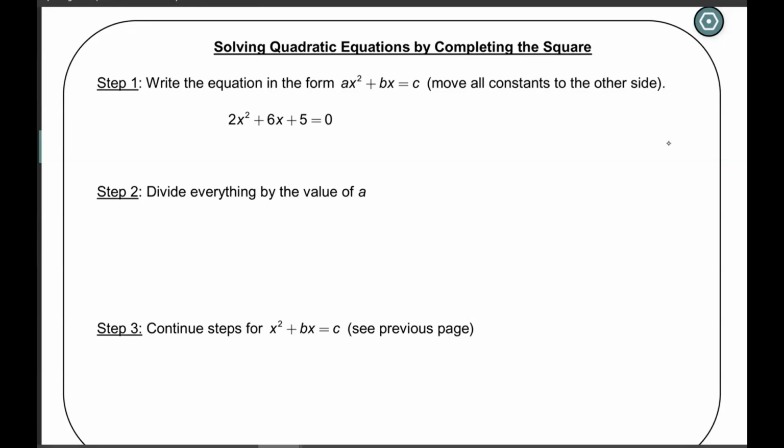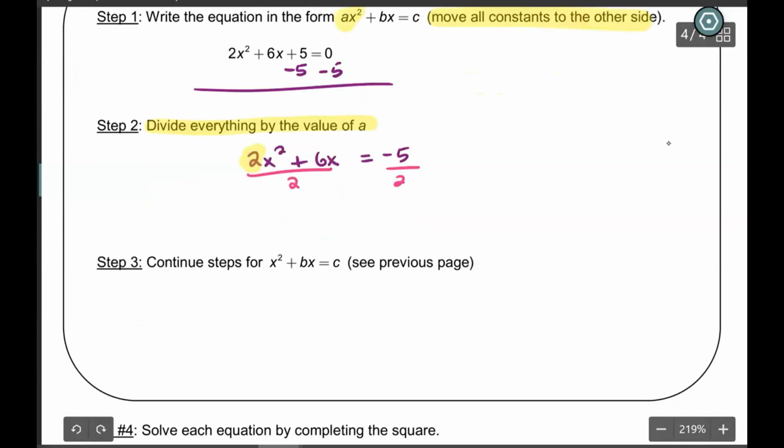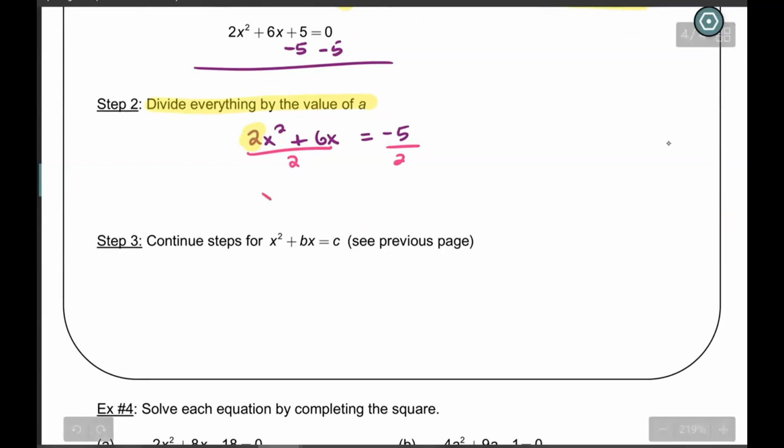Okay? So the first step is going to look the same. We're going to move all constants to the other side. That means I'm going to subtract 5 from both sides. All right, so I have 2x squared plus 6x equals negative 5. Divide everything by the value of a. What is a? A is that coefficient, right? Ax squared. So I'm going to divide everything by 2. That's going to give me x squared plus 3x equals negative 5 over 2.